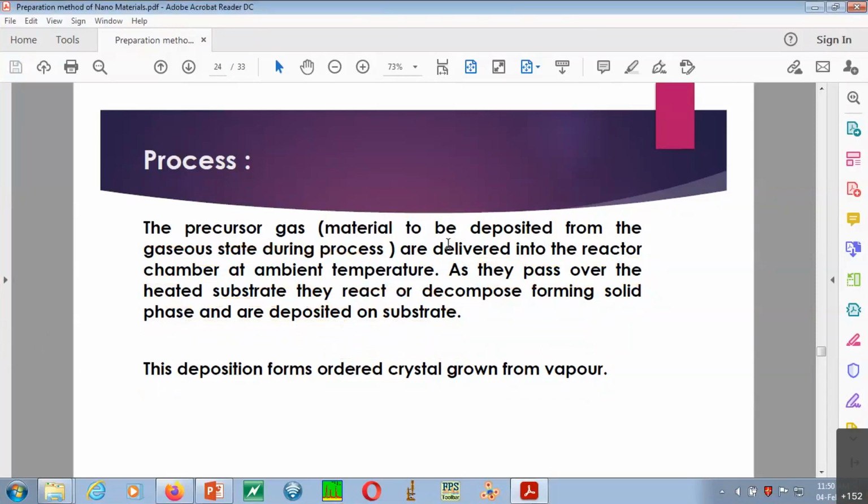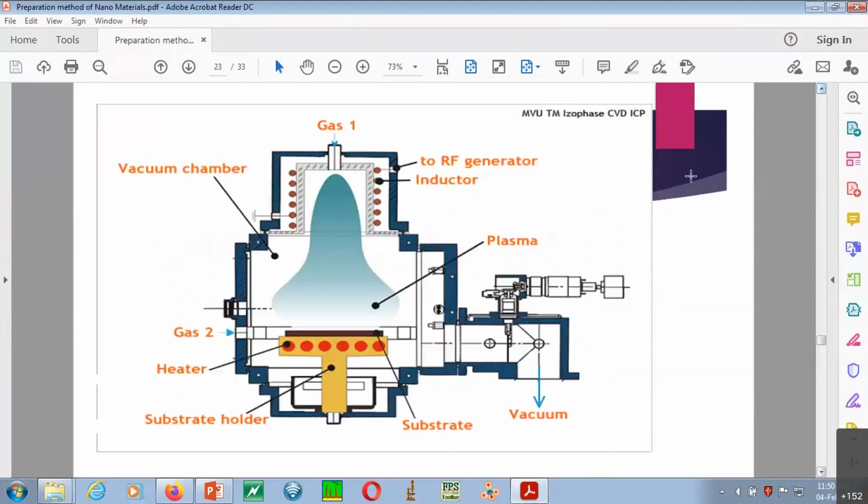So I hope this process is clear. It is also very simple. Okay, I'm going to use this device setup. Let me explain it to you one more time. This gas 1, gas 2, you can allow it. Okay, temperature is high inside. All these gases are going to react with each other, and when they come in contact with this heater, they will react and decompose. Here, on top of this substrate, they will be deposited. So that's what we are doing in this process.